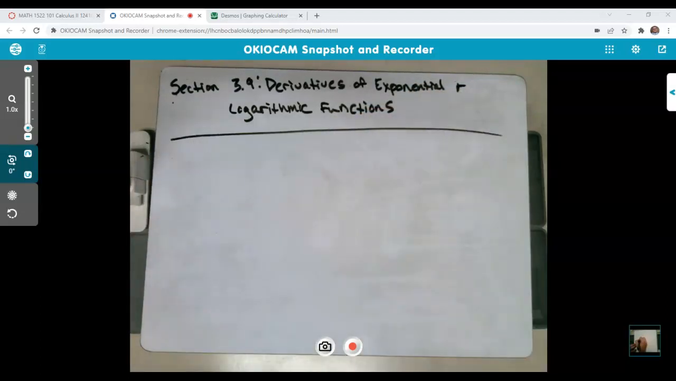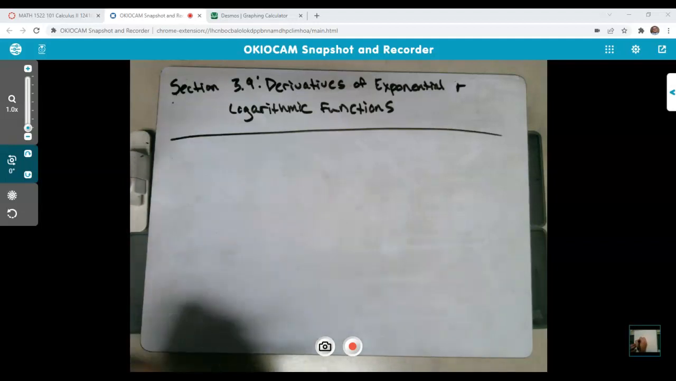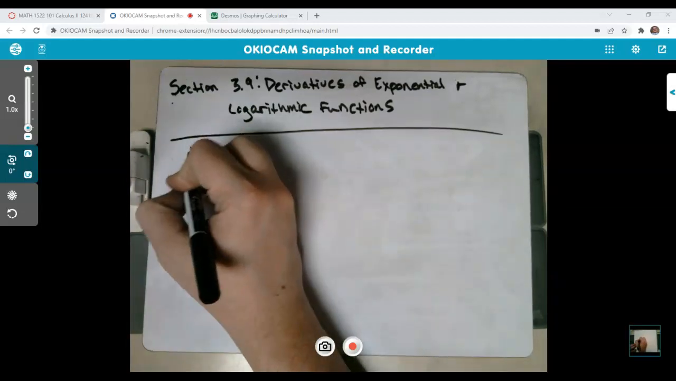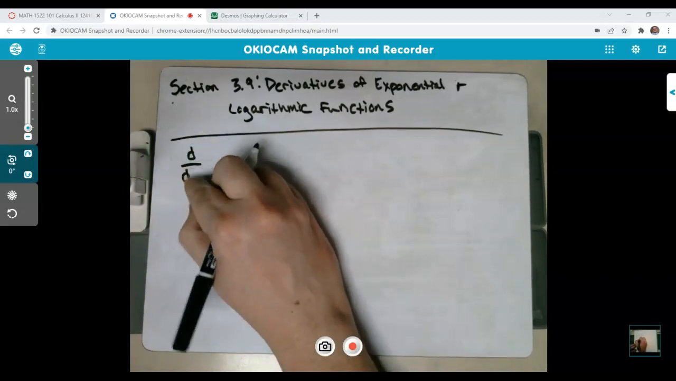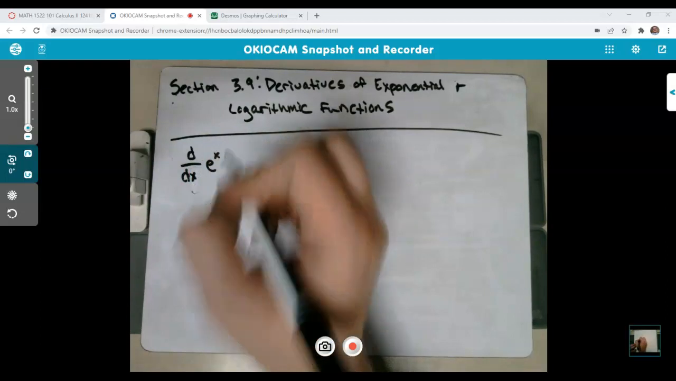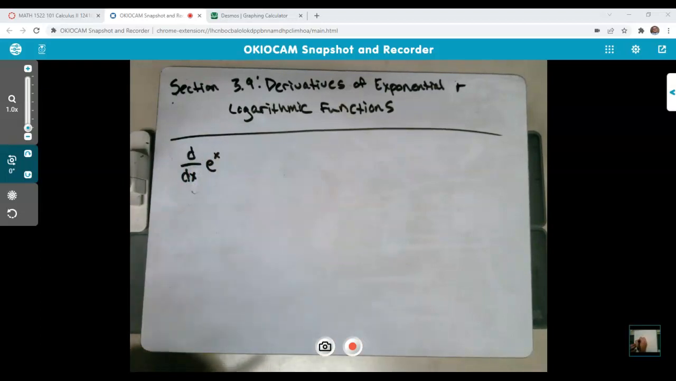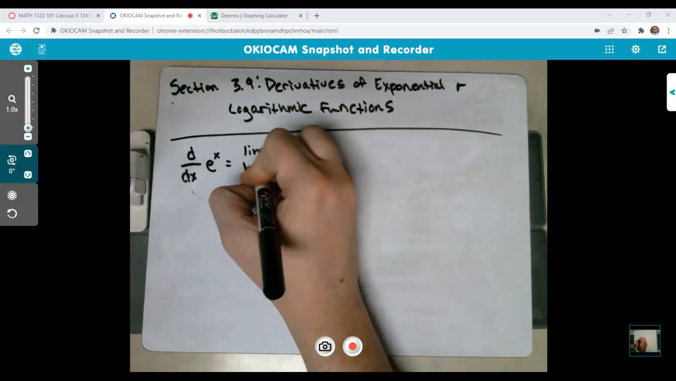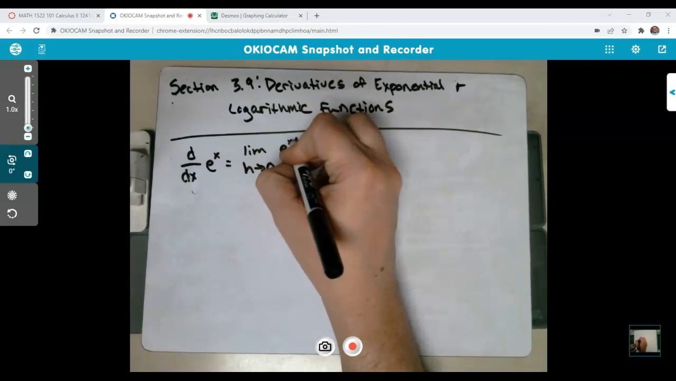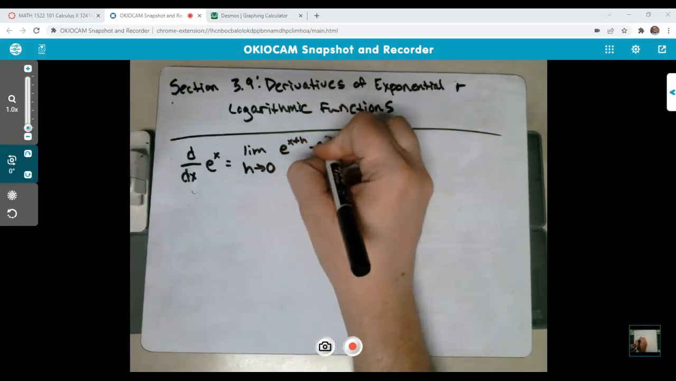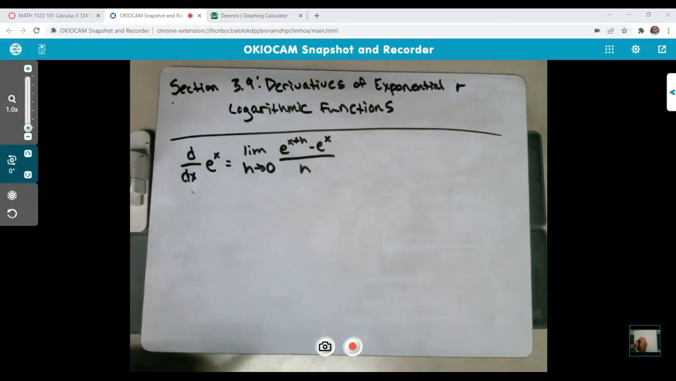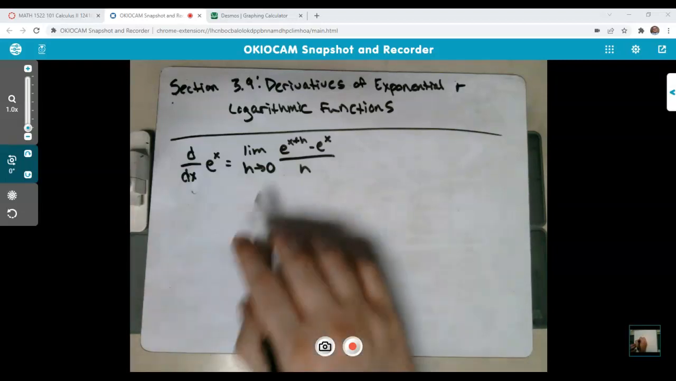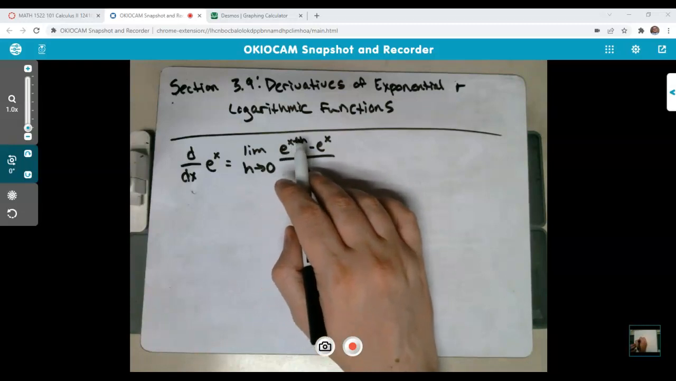All right, so first things first is let's figure out what the derivative of e to the x is. If I did this the long way, I would do the limit as h approaches 0 of e to the x plus h minus e to the x all over h, right? We learned this in section 3.1 or 3.2, I'm not sure which one, but this is how we did it the long way. Well, if I look up here, we have e to the x plus h.